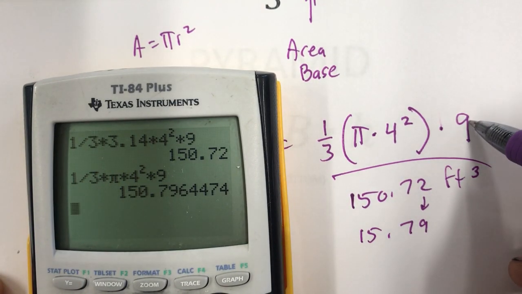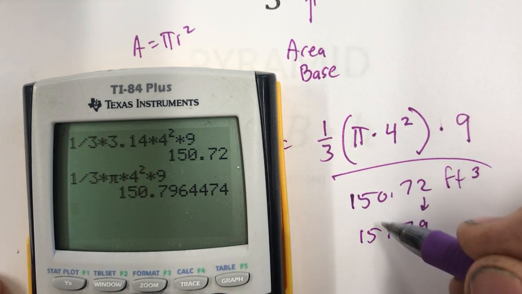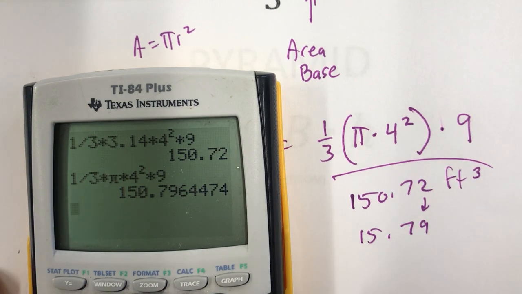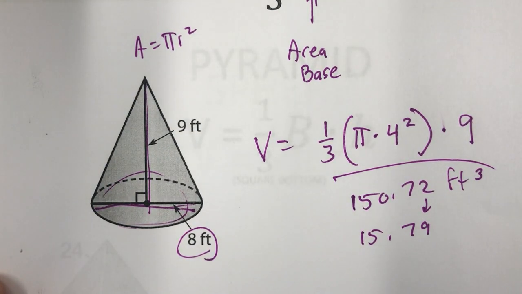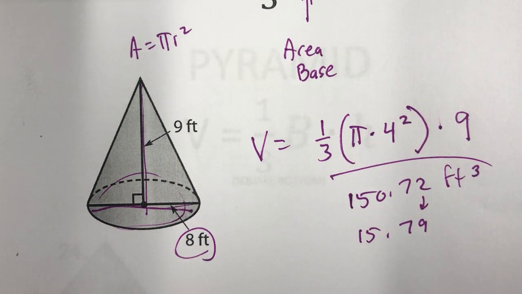But as these numbers get bigger, like this 9 gets bigger and this 4 gets bigger, that would make this be a little bit more off. So I think on some of the problems we have, they use pi instead of typing 3.14.